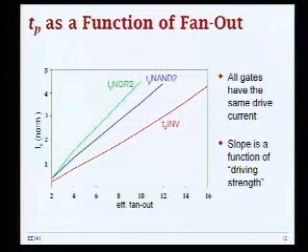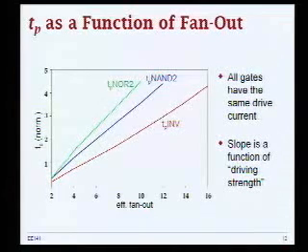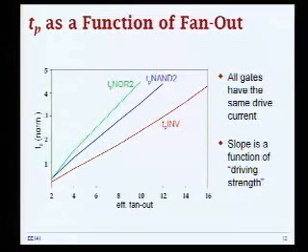You fix your pull-up or pull-down resistance, and now you just keep increasing the load capacitance. Since this is an RC delay model, you basically have a linear increase with the fan-out, because your capacitance increases linearly. And what we are going to see a little bit later in this lecture is that there are different slopes for the inverter, for the NAND, and for the NOR, because of the equivalent pull-up and pull-down resistances. But basically, this is linear.